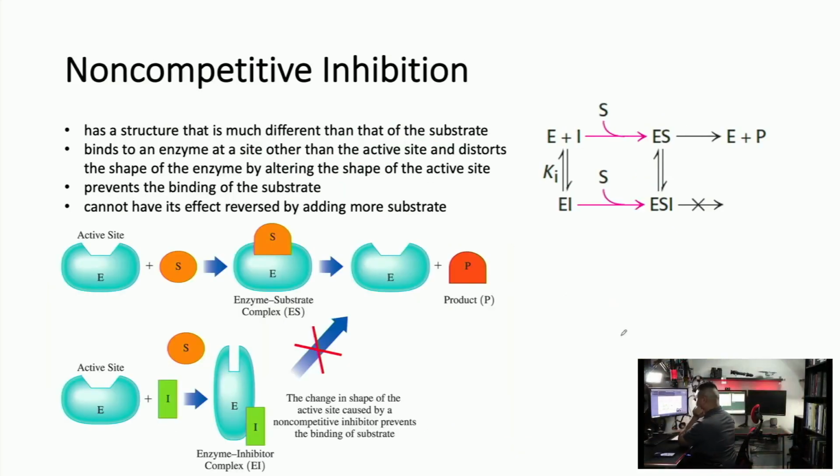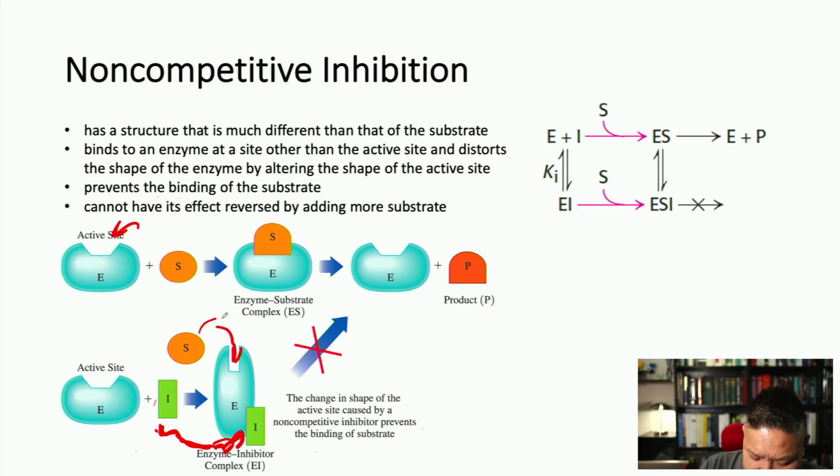So in non-competitive inhibition, the substrate can't bind to the active site of the enzyme because the inhibitor, which is a completely different shape as opposed to what it is in a competitive inhibitor, binds to another site on the enzyme that's not the active site, and it completely changes what the active site looks like, right? And when it does that, the substrate can no longer go in there, and you don't get an enzyme back out that's still active or a product.